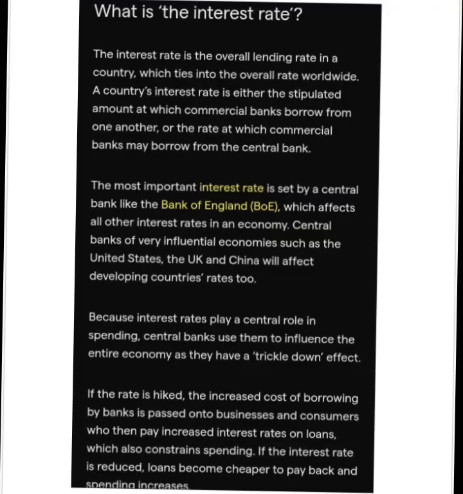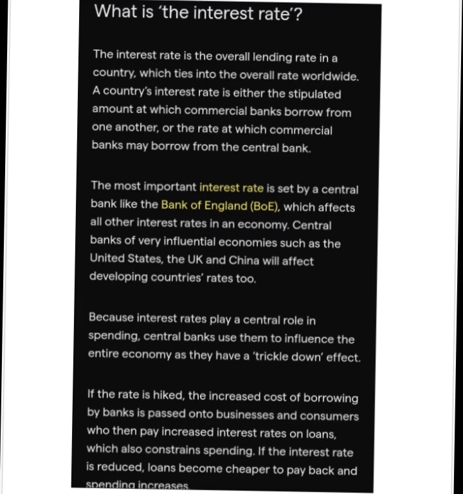The third one, interest rates. What is the interest rate? The interest rate is the overall lending rate in a country, which ties into the overall rate worldwide. A country's interest rate is either the stipulated amount which commercial banks borrow from one another, or the rate at which commercial banks may borrow from the central bank. The most important interest rate is set by the central bank, like the Bank of England (BOE), which affects all other interest rates in an economy.